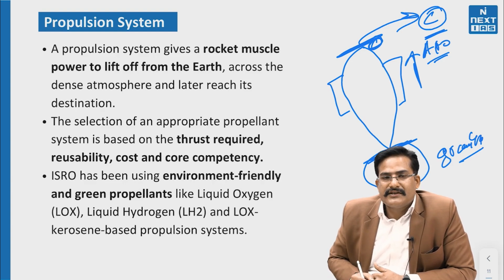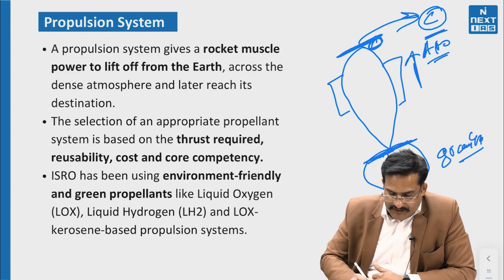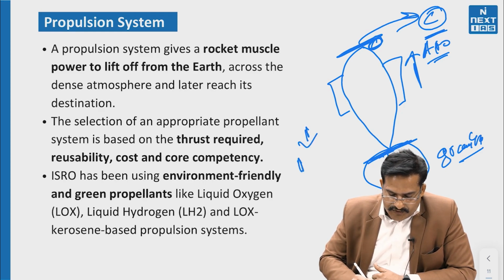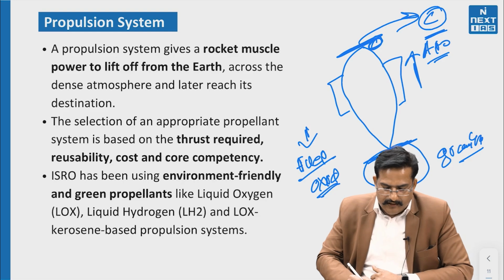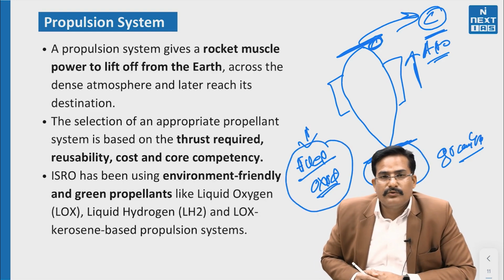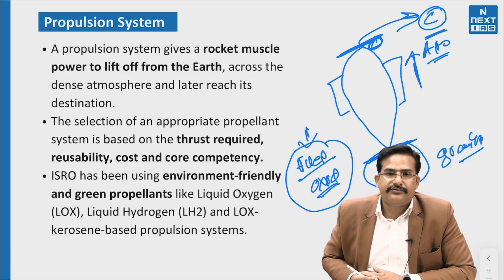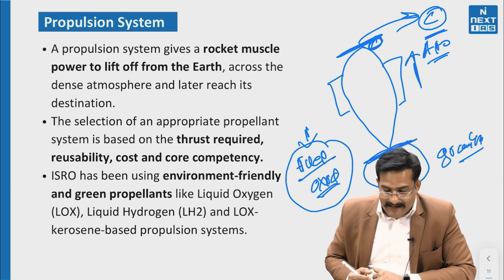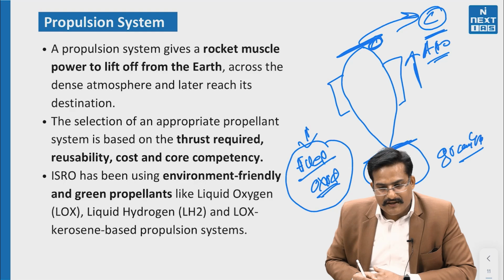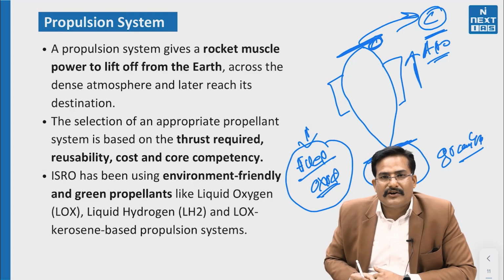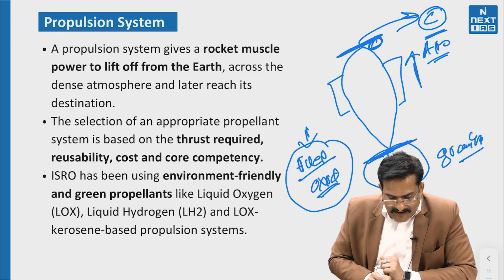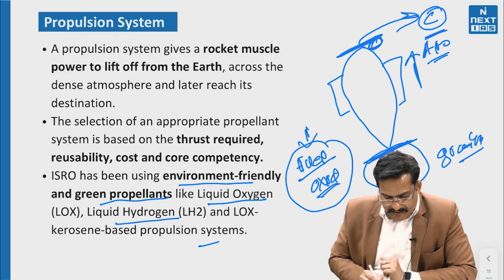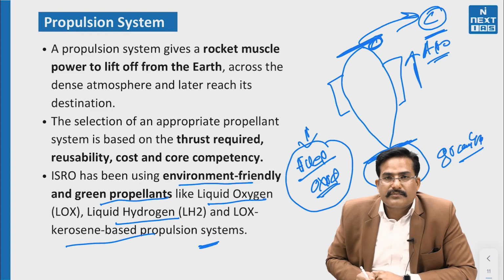So, why are we using the cryogenic technology? The cryogenic rocket uses either cryogenic fuel or cryogenic oxidizer, right. Storing cryogenic fuel as well as cryogenic oxidizers is quite costly, and it takes a lot of effort to transport them to the rocket. For that purpose, what are we doing? We are tweaking the fuel as well as the oxidizer. ISRO is using environment friendly green propellants like liquid oxygen and liquid hydrogen, right. That is the kerosene based propulsion system, right.